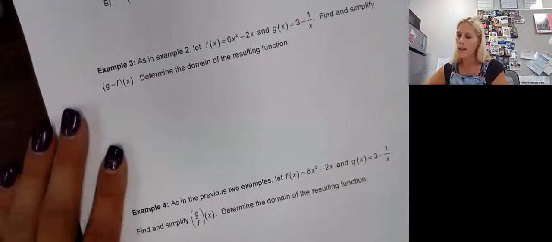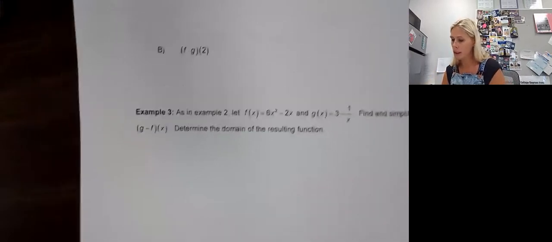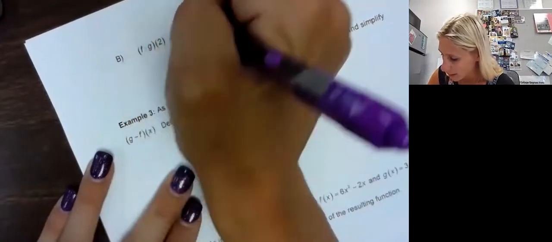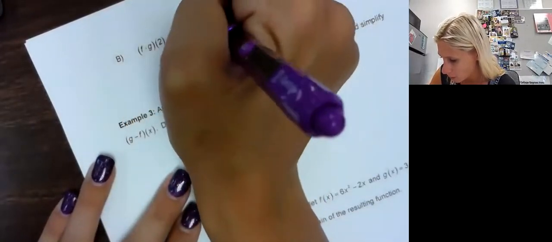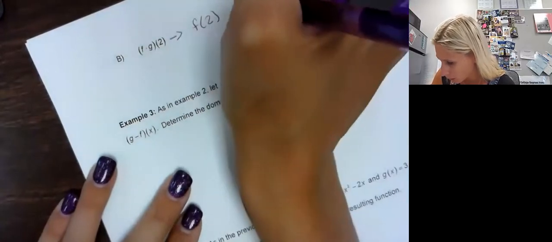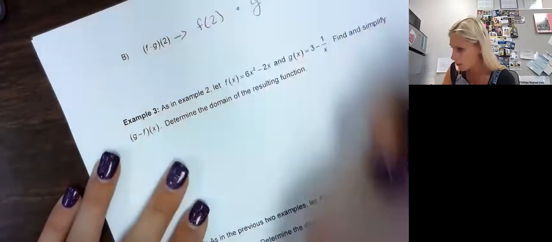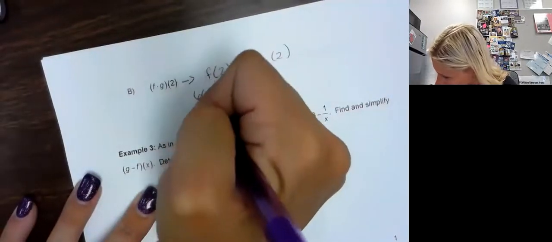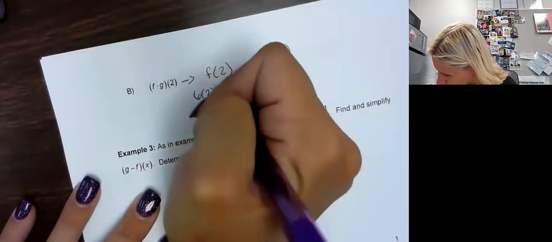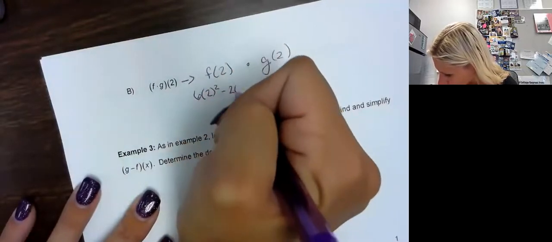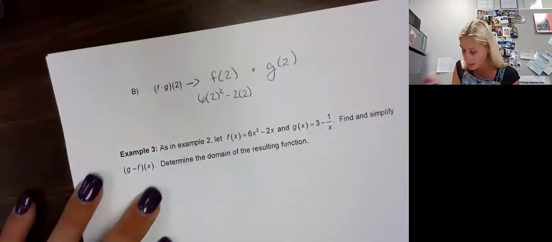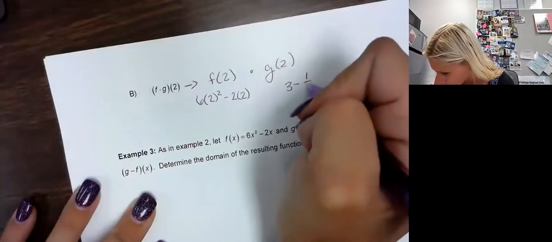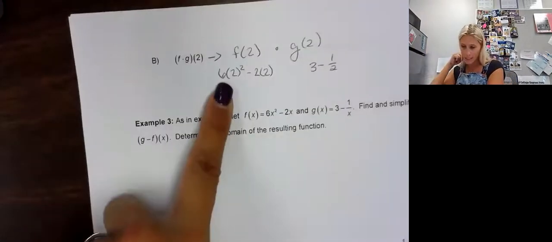All right. F times g of 2. Okay, so again, I actually think it's faster if you do the two separately. So f of 2 times g of 2. I'm going to write this all out again just so you can see it. So it's going to be 6 times 2 squared minus 2 times 2, because that's what we're substituting in, the 2. And then g of 2 is going to be 3 minus 1 over 2.